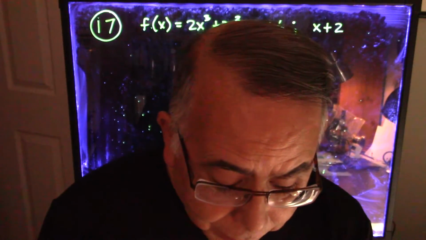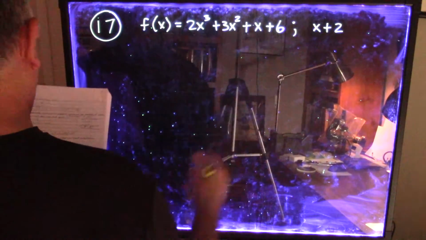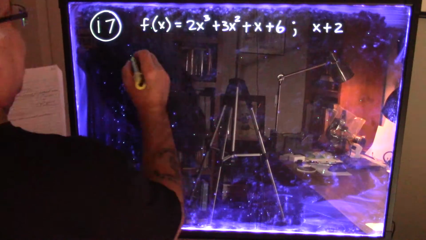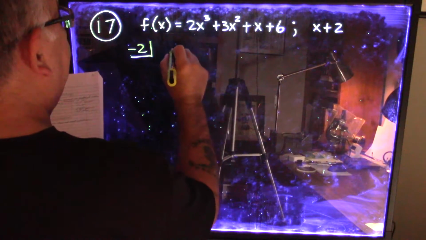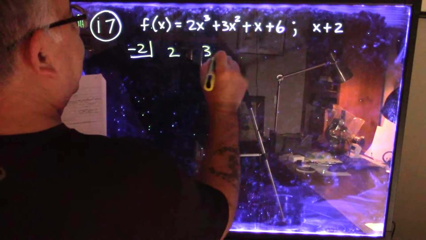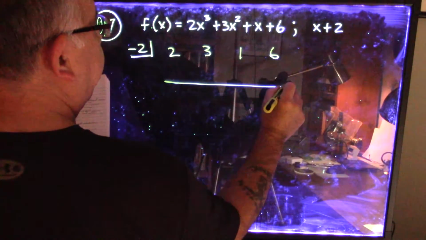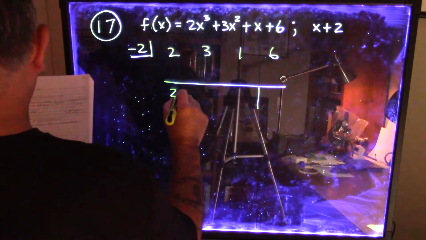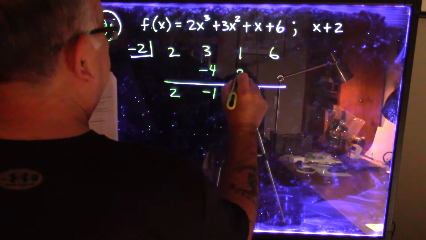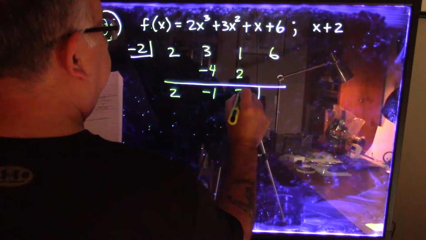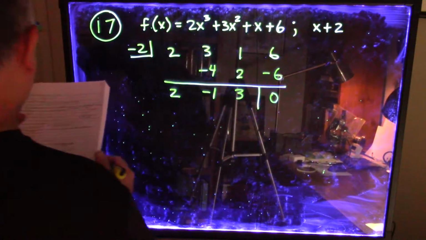Okay, number 17. So here's our polynomial, here's our factor. So this is x minus a negative 2. So write negative 2 in the corner. And you've got 2, 3, 1, and 6 for the coefficients of the polynomial. On with the synthetic division. And we were expecting a zero remainder.